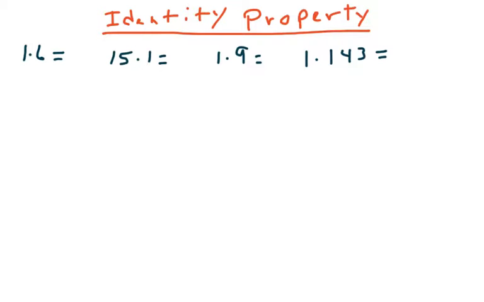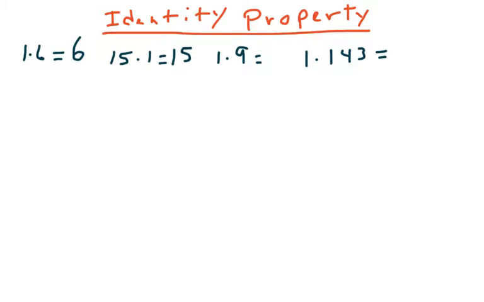So, what is 1 times 6? And of course, we know our multiplication, and 1 is one of the easiest, isn't it? So 1 times 6 is, that's right, 6. 15 times 1, what is that?